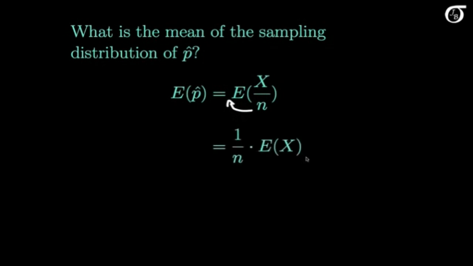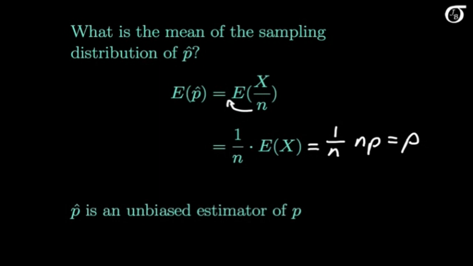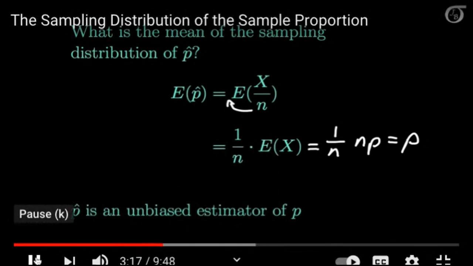And since the expectation of x is n times p, as we just saw, this is equal to 1 over n times np, which is simply equal to p. On average, the sample proportion equals the population proportion. And so we say that the sample proportion p hat is an unbiased estimator of the population proportion p.